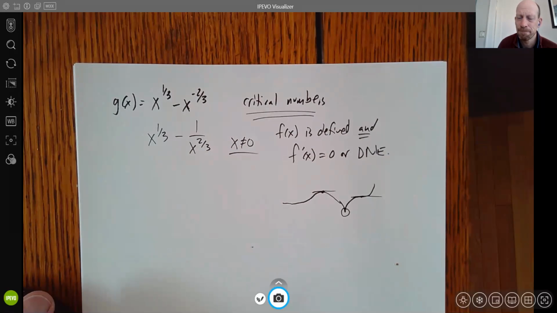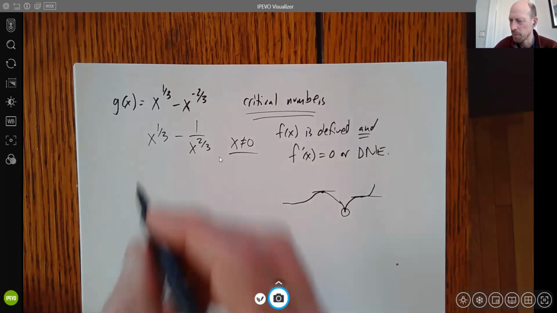Things can still happen at 0, but not on the function, right? And if the function doesn't exist at that point, then that point can no longer be a relative or an absolute maximum because the function doesn't even exist there, right? It's a hole or an asymptote or something of that sort. So it's always a good idea to think about the domain of your function before we jump into the problem.